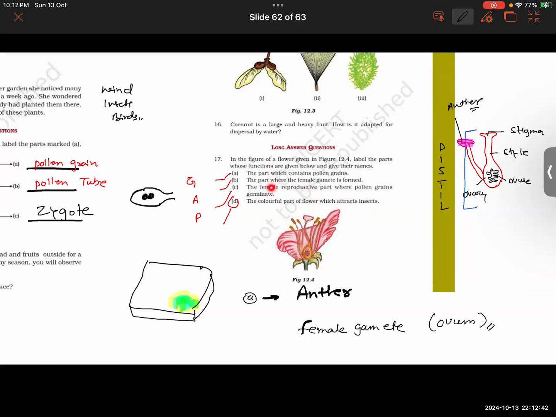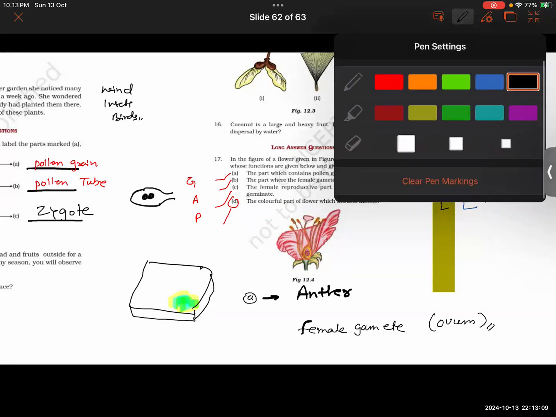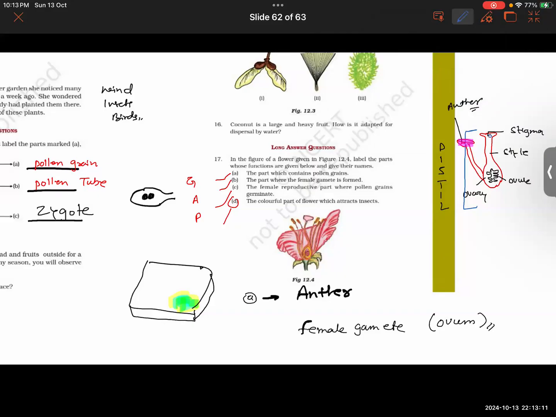For the B answer, it is pistil. No. It's asking about the part where the female gamete is formed. Specifically, yeah, it is in the pistil, it is correct. But in the pistil, where? Is it in the stigma, style, ovary? Sir, stigma, is your answer for question number C. Very good. On the stigma, the pollen grains will be germinating. That is correct. Well done.